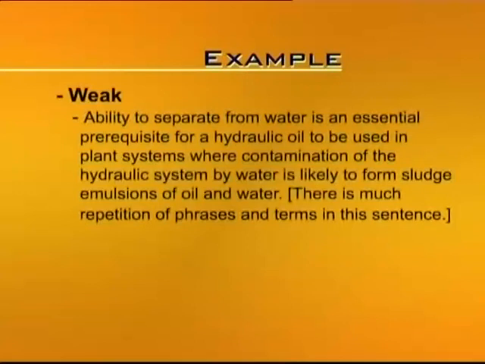Similarly, another sentence would be: ability to separate from water is an essential prerequisite for a hydraulic oil to be used in plant systems where contamination of the hydraulic system by water is likely to form sludge emulsions of oil and water. Now there is so much repetition of phrases and terms in the sentence that it's not clear what the writer wants to say.